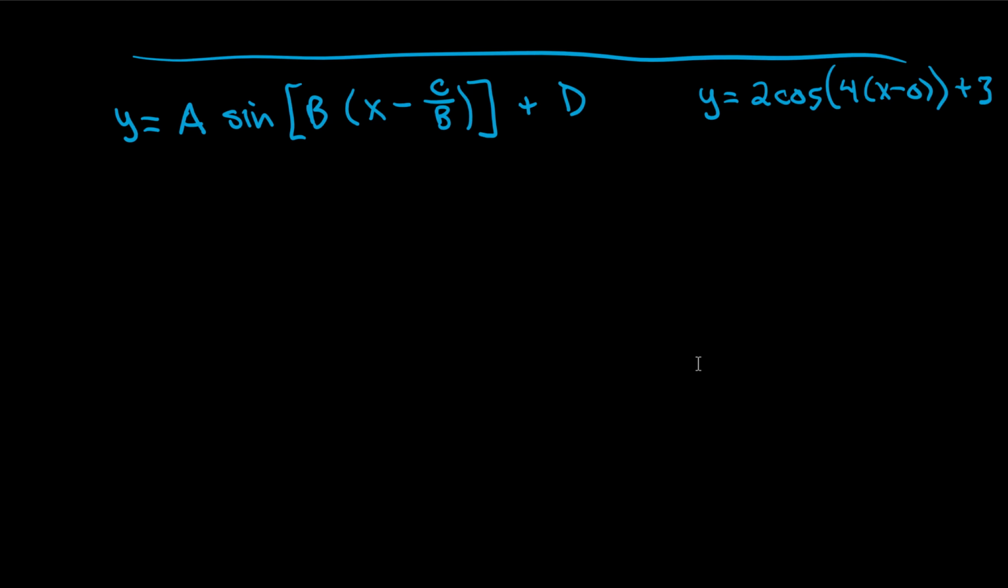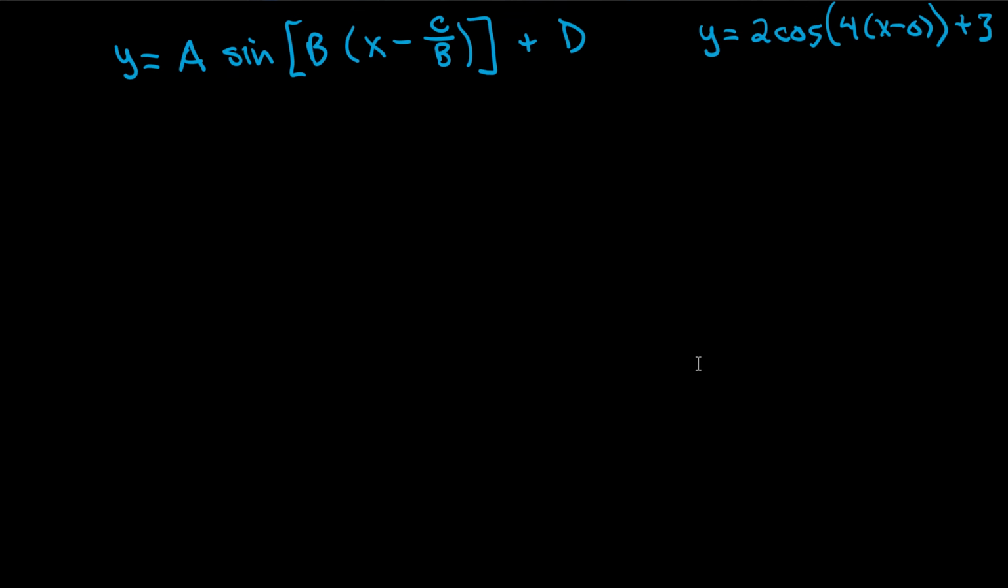And we'll come back to something like this in a few minutes. But first, let's talk about what each of these coefficients does. A is going to impact what's called the vertical stretch. In other words, it's going to talk about how tall this function will get. How tall it gets is the amplitude.